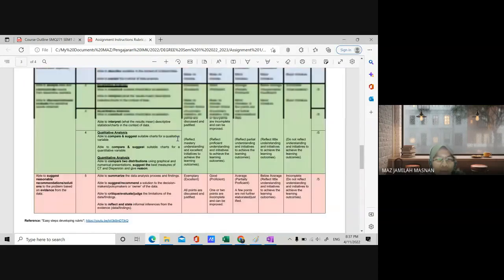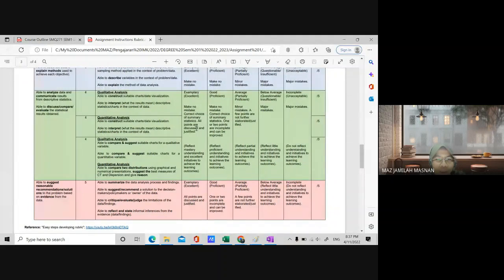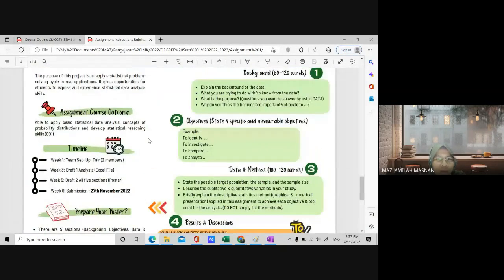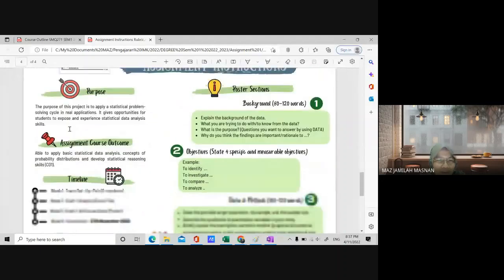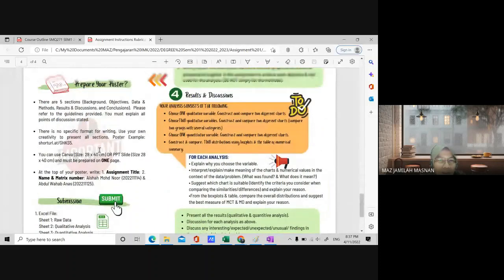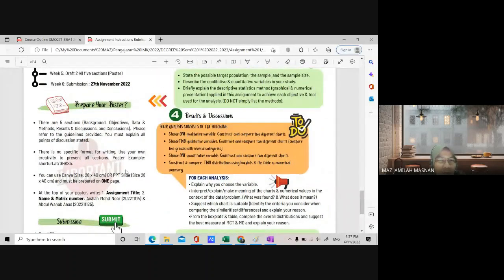Okay, so the previous page will be how we will give marks for your works in assignment one. Basically, what I'm talking about is the first column here, the format of your poster. So it's either you use PowerPoint, or Canva, or you wish to use Excel. I don't mind, as long as the submission is in one page of PDF form.